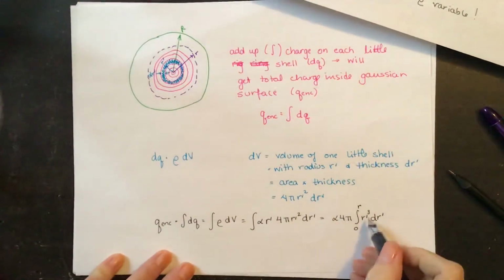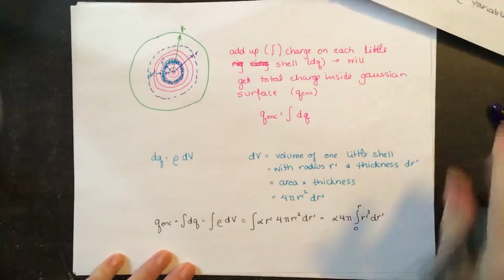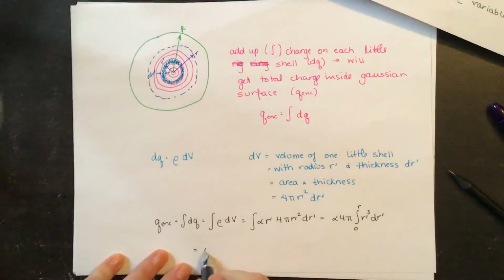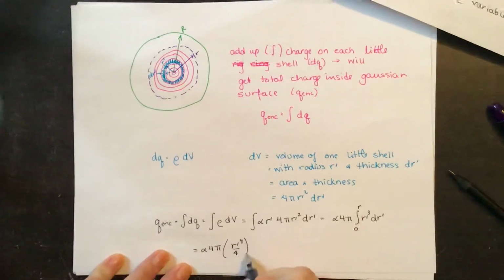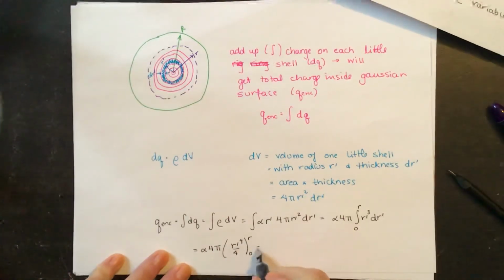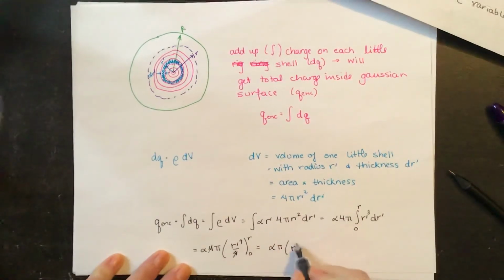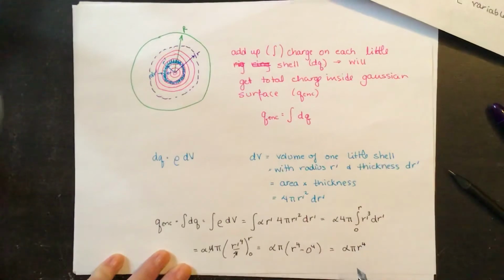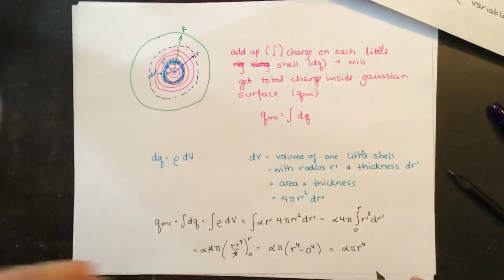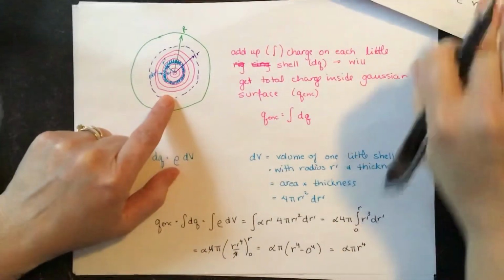Okay, so the integral of r cubed is r to the 4 over 4. So that's alpha times 4 pi times r primed to the 4 over 4, evaluated at r and 0. I'm going to cancel those 4's out straight away. Alpha times pi times r to the 4 minus 0 to the 4 equals alpha times pi times r to the 4. Okay, that's how much charge is inside our Gaussian surface.